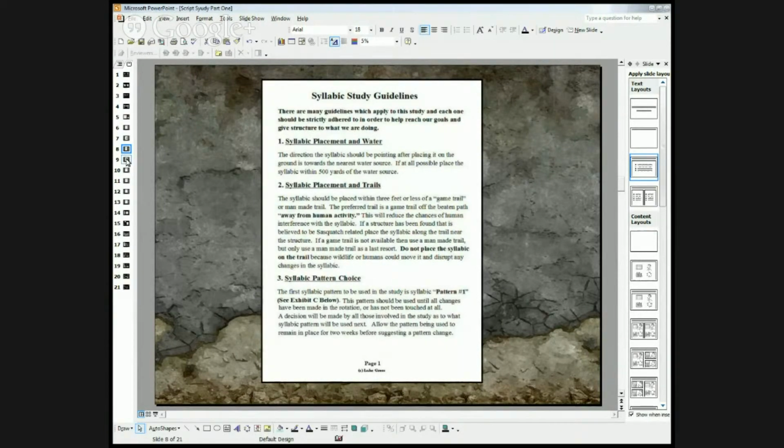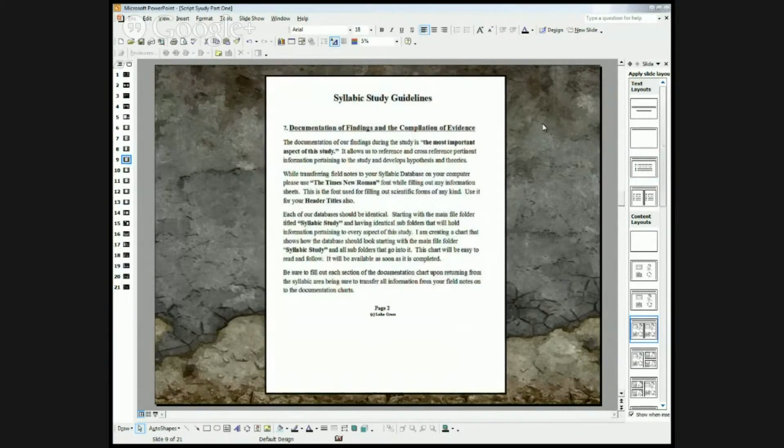Okay, and now this is number 7 of the guidelines, documentation of findings and the compilation of evidence. The documentation of our findings during the study is the most important aspect of the study. It allows us to reference and cross-reference pertinent information pertaining to the study and develops hypotheses and theories.